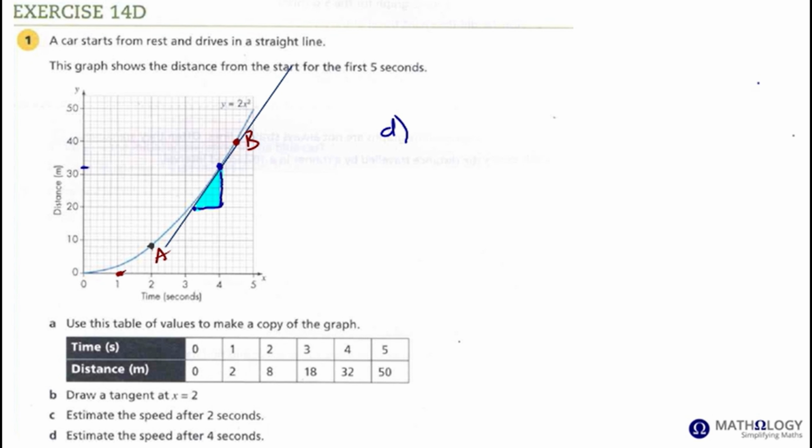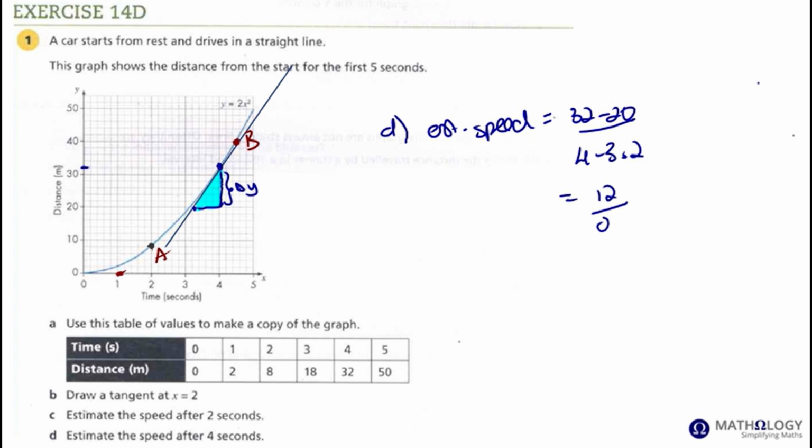So the estimated speed is going to be the gradient. So it's going to be this over here, which is the change in y, which is 32, and this mark is 20. So it's going to be 32 minus 20 over, and this is 4, and that is 3.2. So it's 4 minus 3.2, which is going to be 12 over 0.8, which is 15 meters per second.